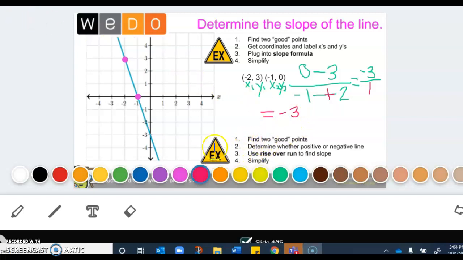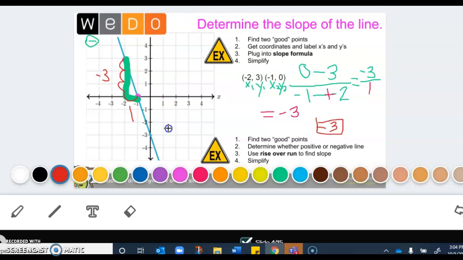Now this next part, the rise over run part, once you have your 2 points, because my line is negative, I'm going to count down first. So I'm going to go down, there's my rise and my run. If I count those spaces, I went down 1, 2, 3 times, so negative 3 to the right 1. So negative 3 over 1, my slope is still the same, negative 3.